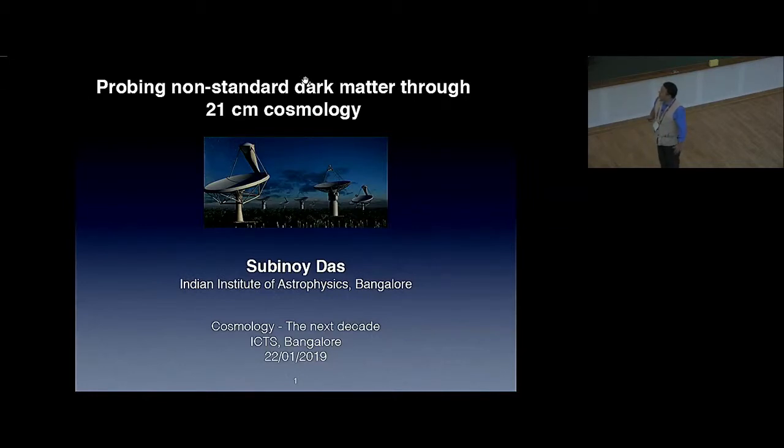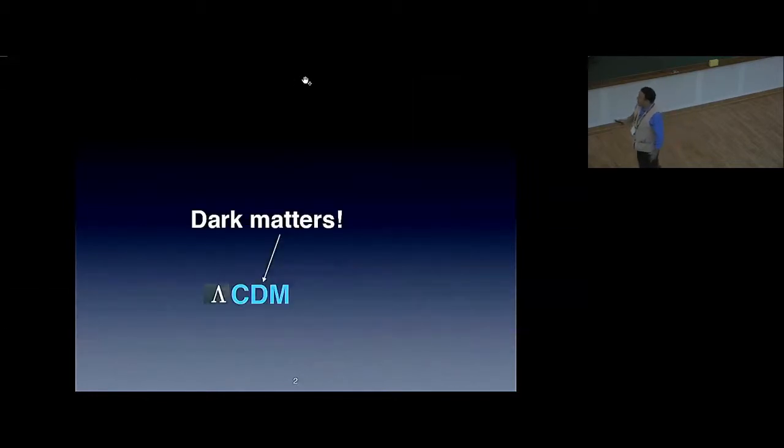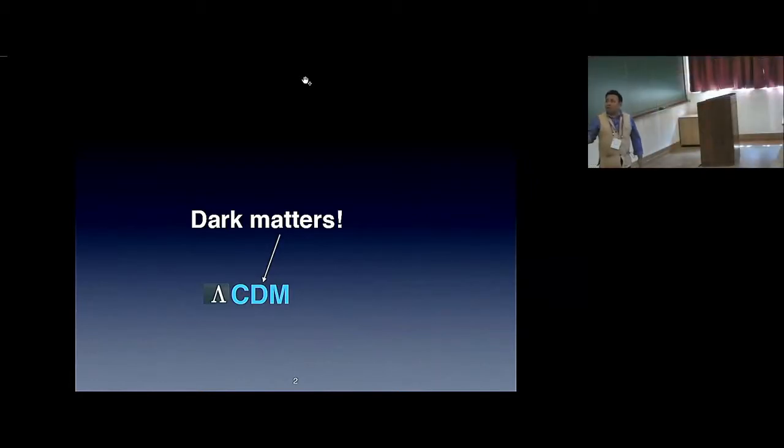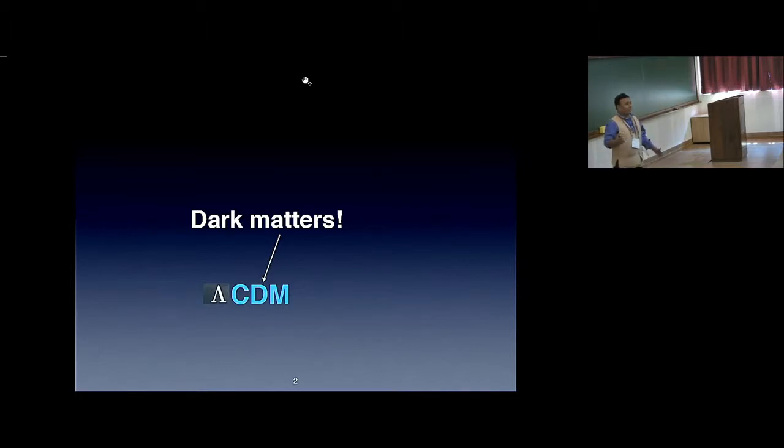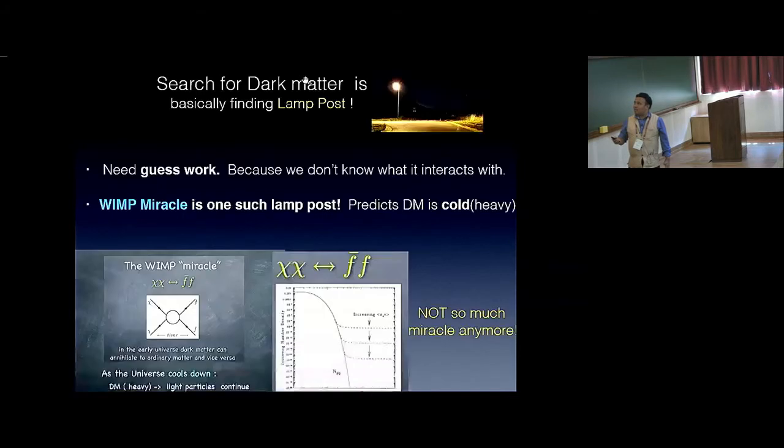So I'll talk about extension beyond cold dark matter. Though Lambda CDM has been a very standard cosmological model, if you talk to particle physicists, it is very non-standard, okay? Because we know neither what Lambda is nor what cold dark matter is, because we have not detected it. So the search for dark matter is basically driven by guesswork, because you need to know what it interacts with and then you build a detector.